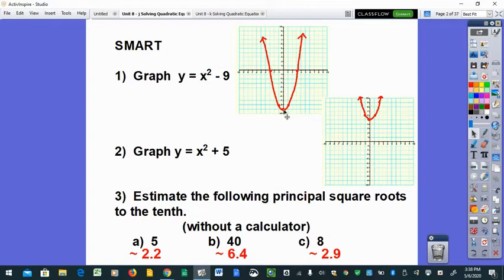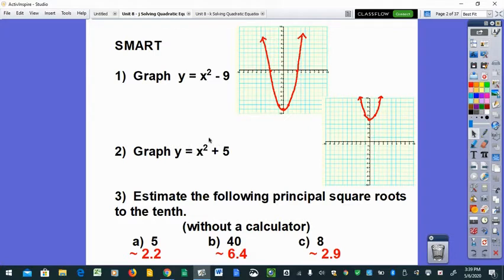Today I want you to not just look at that vertex. I want you to start getting your eye on where the parabola crosses the x-axis. So I want you to look at that point and that point right there. We're going to have our eye on those more today.